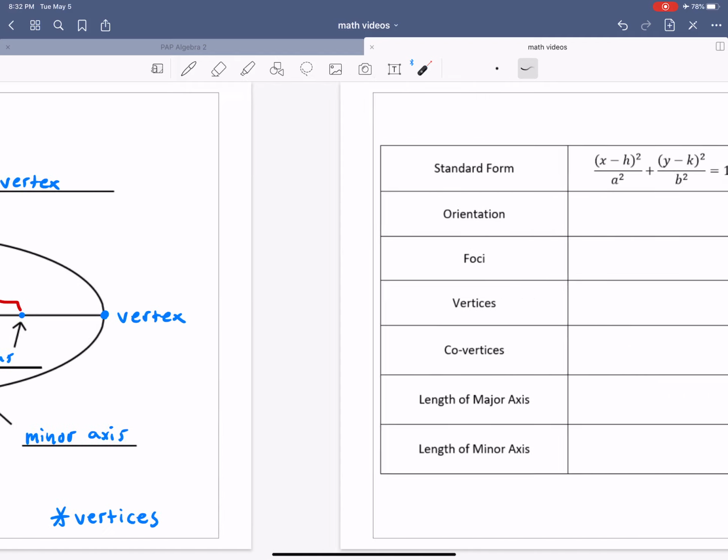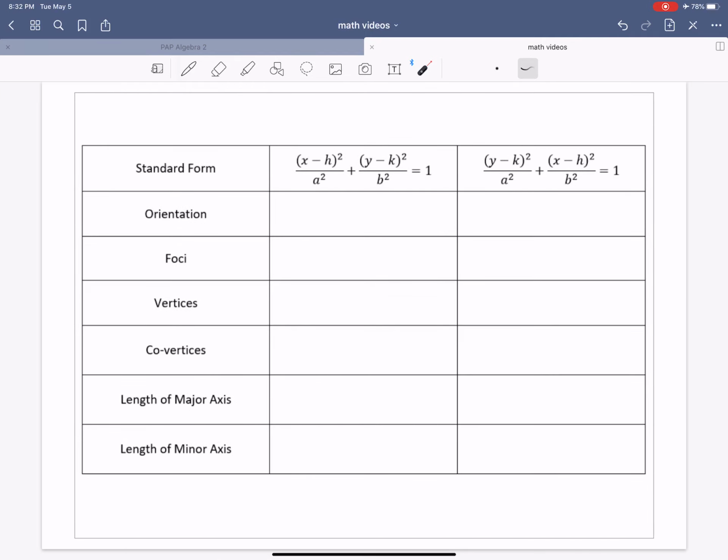We're going to write out some formulas here that will help us identify all the key attributes of these ellipses. So what I would do is pause the video now and recreate this chart that you see in your notebook so that you can go through this pretty quickly as I do it with you. So pause the video now, make this chart, and then hit play again when you're done.